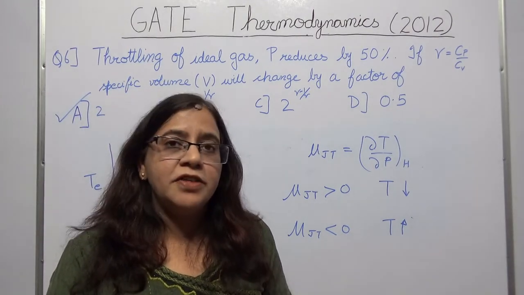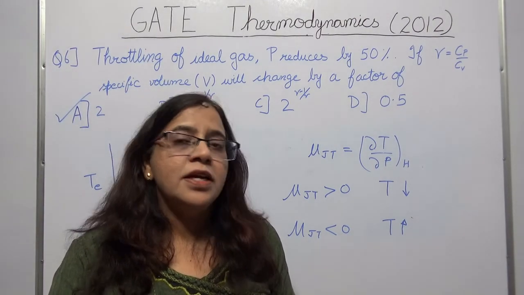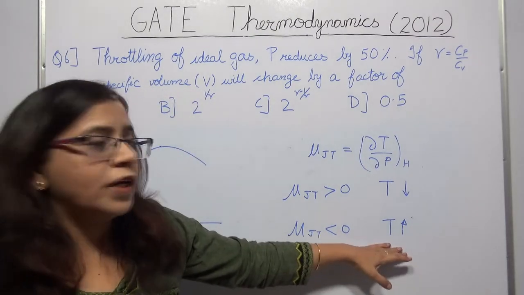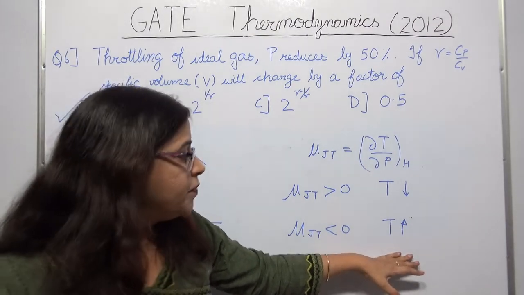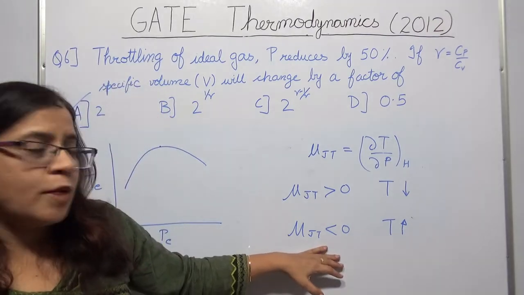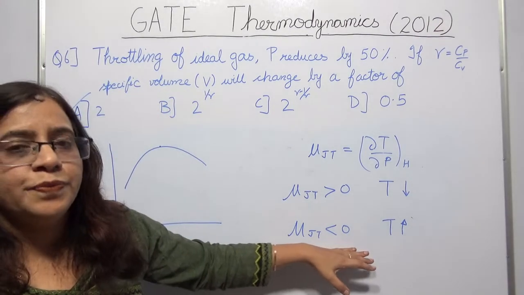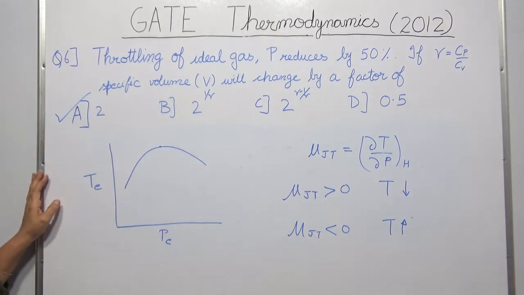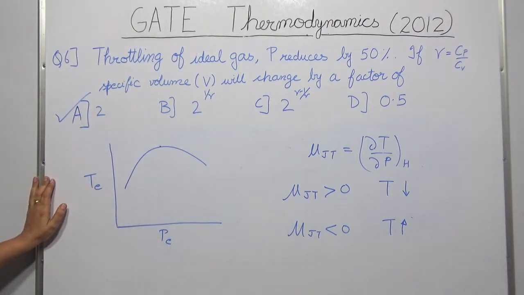That's why it is a hazard. If you have a hydrogen cylinder which is leaking, then it can cause explosion, because on throttling the temperature increases. Because its Joule-Thomson coefficient is less than 0. So this is all about your throttling process. Now let's move on to the next problem.